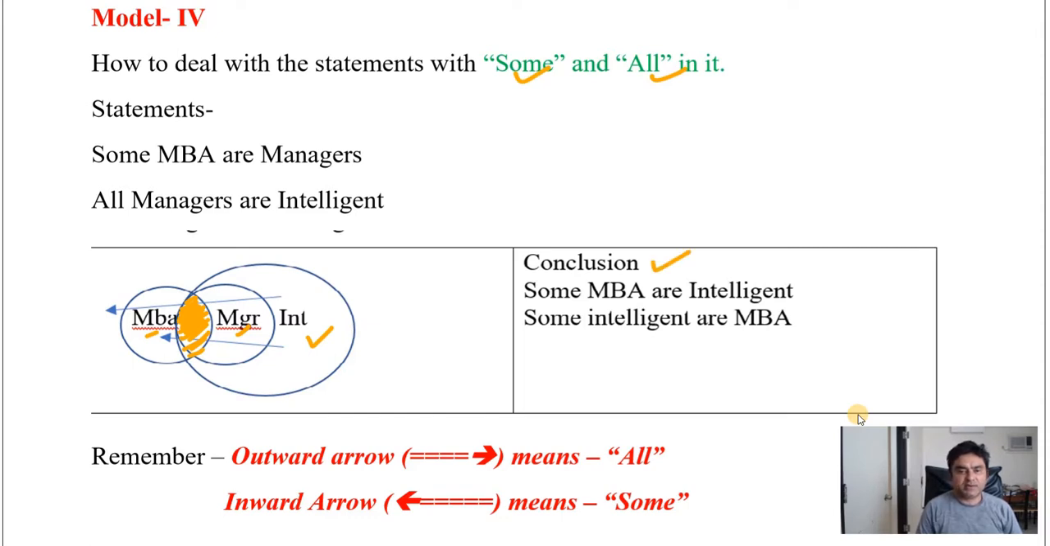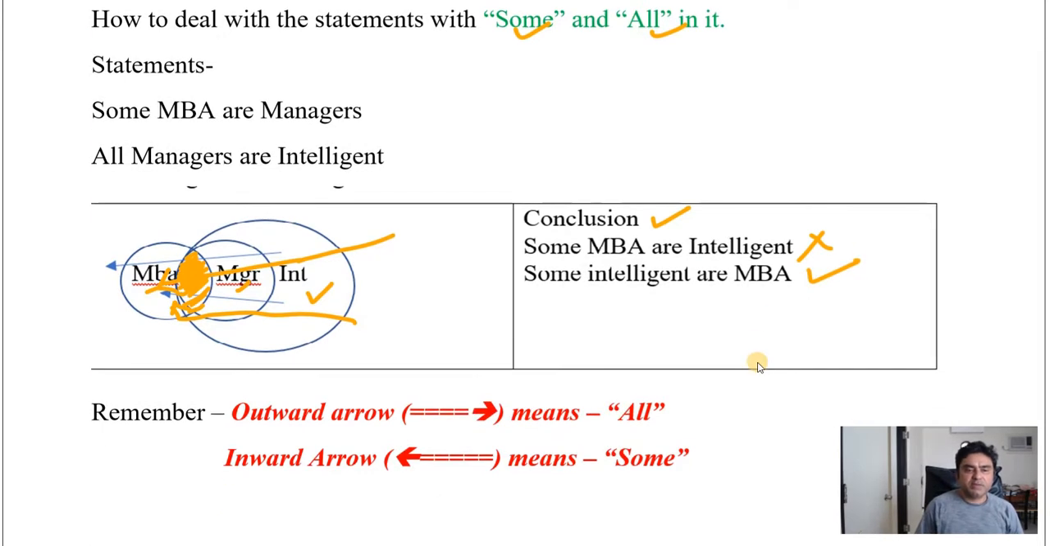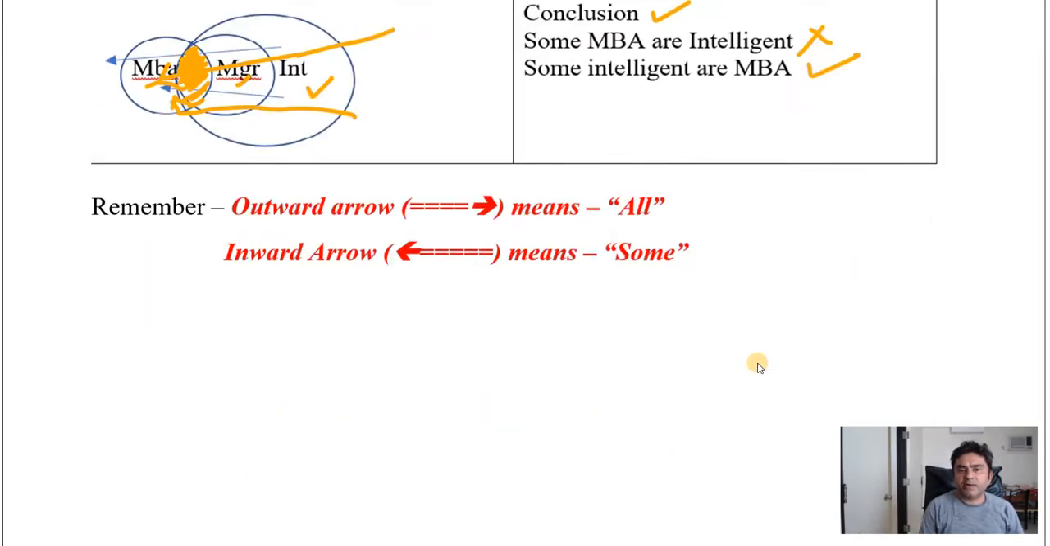Now in conclusion it is given whether they are correct or not correct. Some MBA are intelligent. So you have to draw an inward arrow. Some MBA means you have to draw an inward arrow. Some MBA are intelligent. This is wrong. Some intelligent are MBA. So this is right. So please remember, outward arrow is for all and inward arrow is for some.